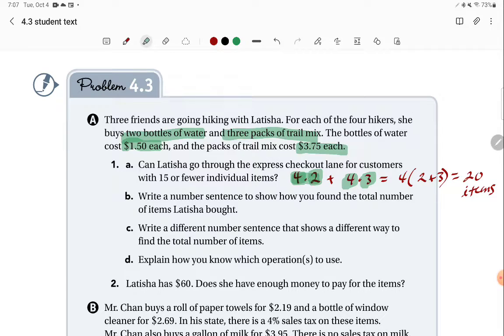Well, I know that both of these terms have a 4, so I can factor that 4 out. So it's 4 times 2 plus 3, which is 4 times 5. And so she's got 20 items. So no, she cannot go through the express lane.